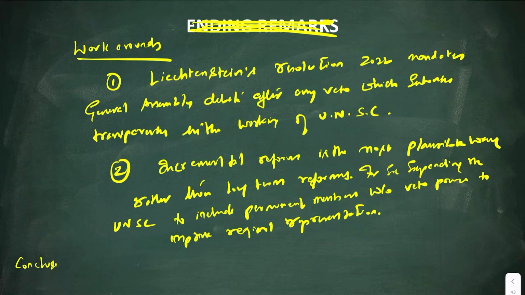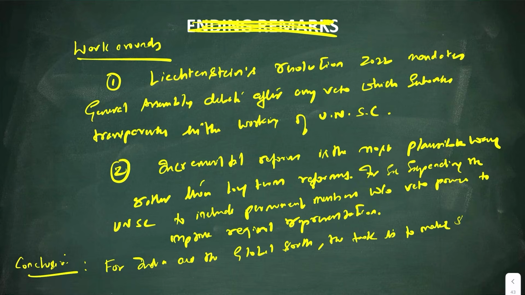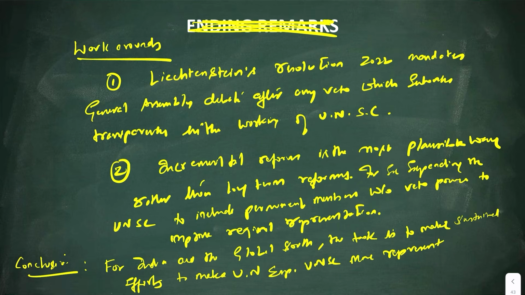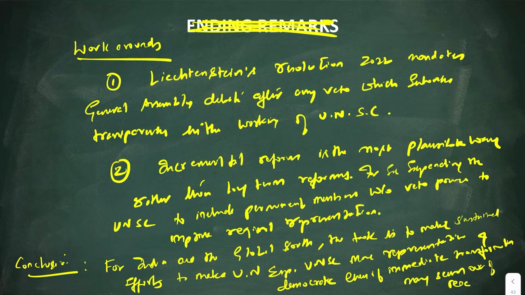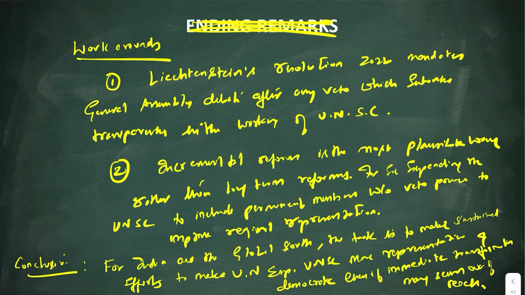So in the conclusion, you can say for India and the global south, the task is to make sustained efforts to make the United Nations, especially UNSC, more representative and democratic, even if immediate transformation may seem out of reach. So this is how, in a forward-looking manner, you have tried to give the conclusion.